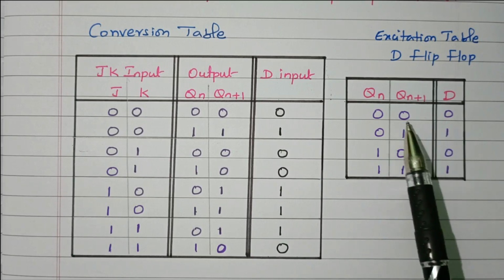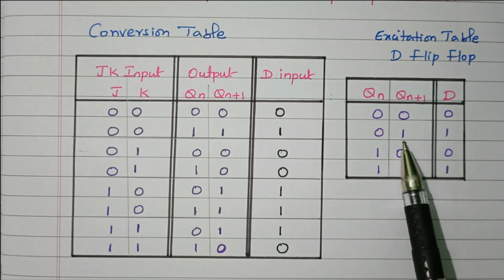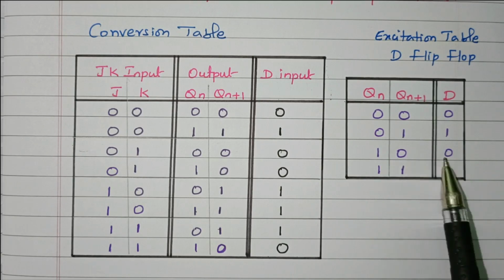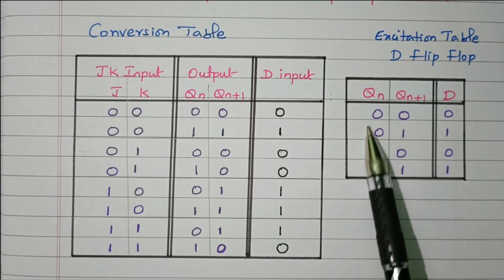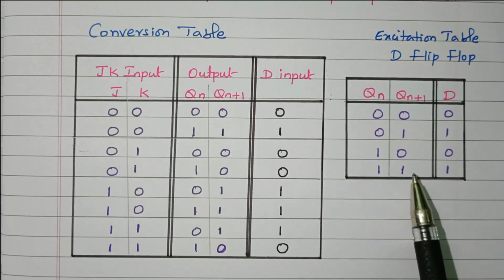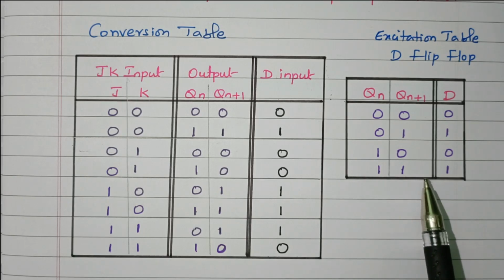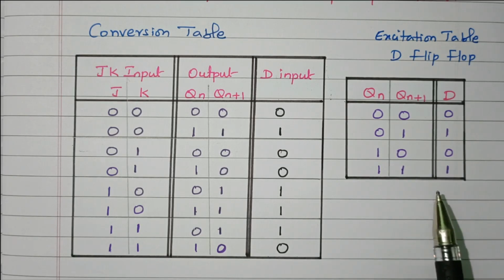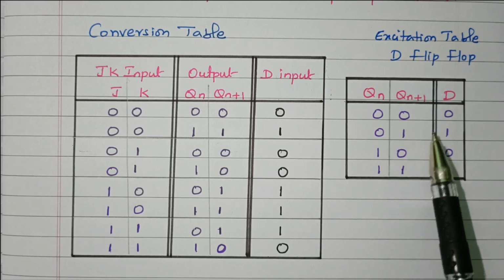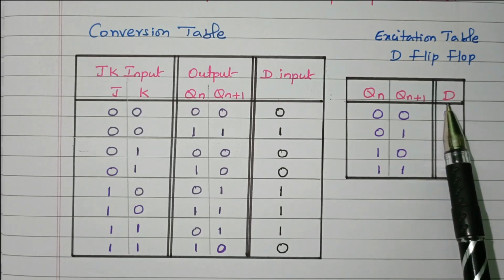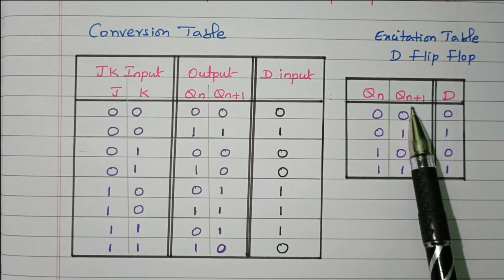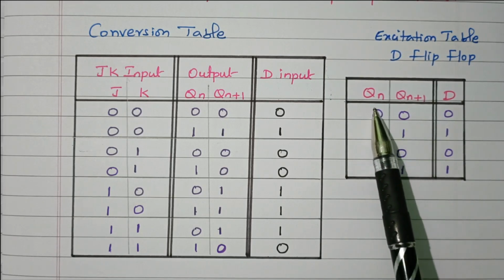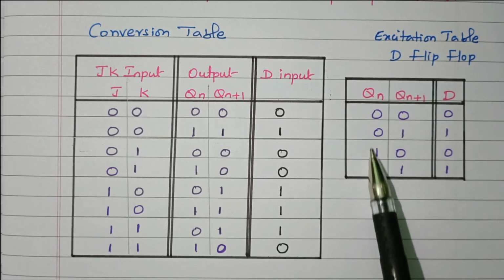So D 0 means Qn plus 1 also 0. D 1 means Qn plus 1 also 1. So both are the same. It will not bother about the present state. So this D flip-flop is also used as a register. Registers or counters use D flip-flops. The input we are giving, that same input will be available in the registers also. So the D input is reflected as the next state of output without bothering about the present state of output.